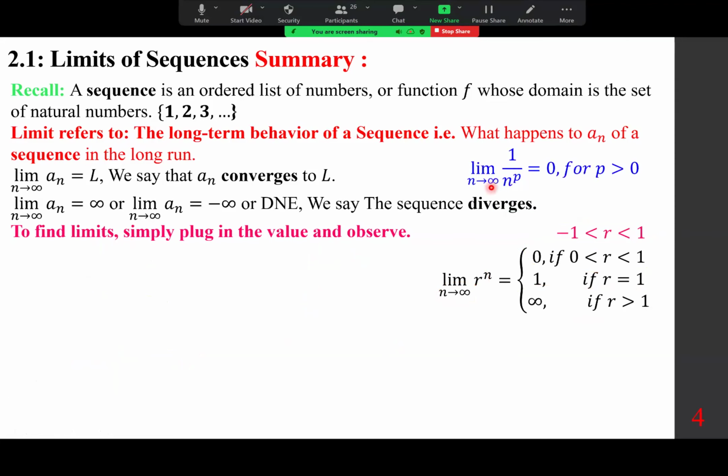The limit of 1 over n to the power of p as n approaches infinity is 0 for p larger than 0. And that's really the key, because if p is negative, this comes up. Remember, 1 over a to the power of minus m is the same as a to the power of m. Or a to the power of minus n is 1 over a to the power of n. So if you have a negative exponent, you can move it down or up to make the exponent positive, and that's why p must be positive.